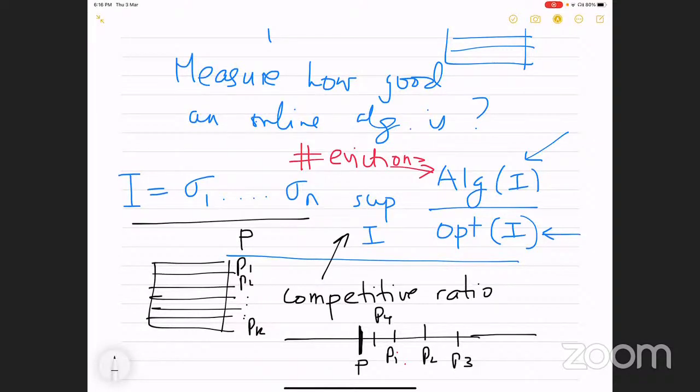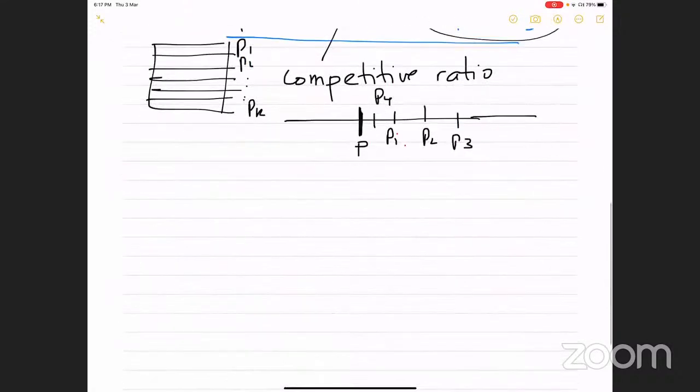But this could be an NP hard problem, so it may not be possible to compute this efficiently. But still, we want to say something about it. And the point is, we don't know what the input is. I don't even know what this n is. So the algorithm doesn't know these things. At time t, the algorithm just sees sigma t, and it doesn't know what is sigma t plus 1 up to sigma n. So it doesn't know what is farthest in future.